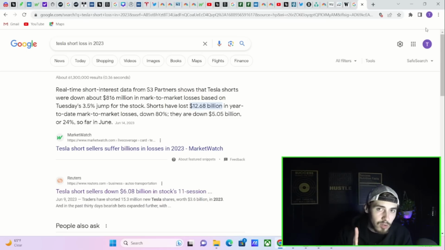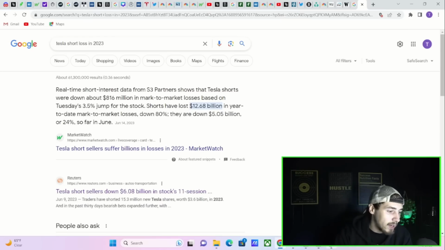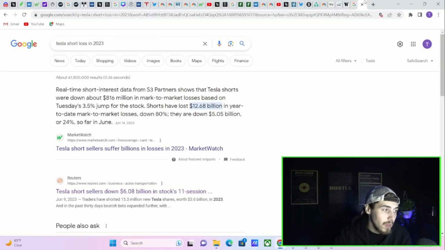Now, short sellers so far this year have lost $12.68 billion in mark to market losses. In 2020, short sellers lost $10 billion in mark to market losses. They've lost more now than 2021 when Tesla's stock was hitting all-time highs. It's because the amount of shares that is currently sold short now is so much larger than what we've seen then. As a matter of fact, in the month of June alone, short sellers are down $5.05 billion. That is almost the entire market cap of Roku, sitting at about $8 billion. Short sellers are getting slapped in the face.